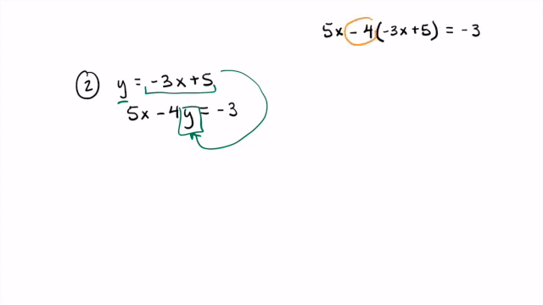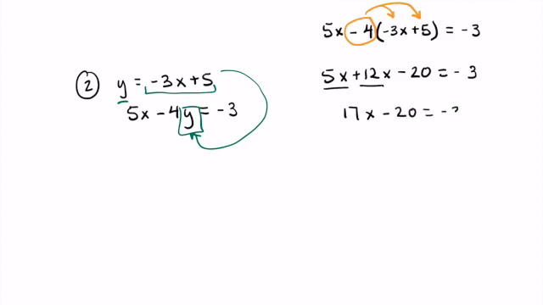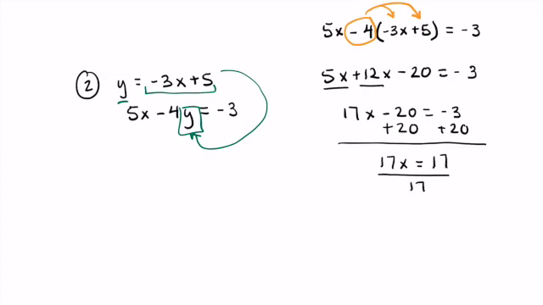Same thing, I'm going to distribute this negative 4 to both terms in the parentheses. And that's going to give me 5x plus 12x minus 20 equals negative 3. Combine my like terms. That gives me 17x minus 20 equals negative 3. Add 20 to both sides. We get 17x equals 17. Divide everything by 17, and I get x equals 1.